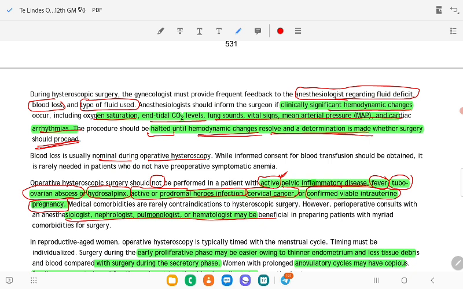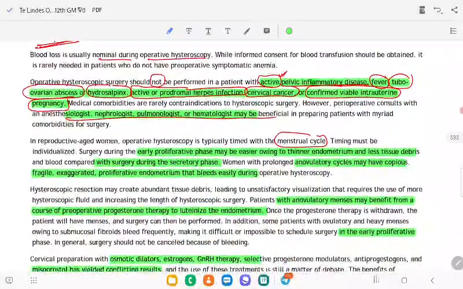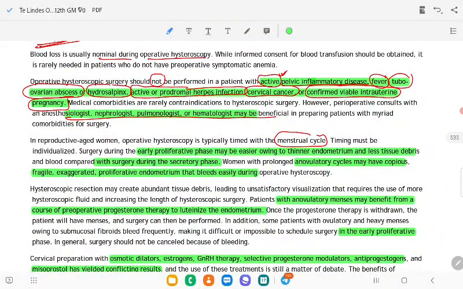In reproductive age women, there is a typical time when you should do this procedure; the timing must be individualized. If you do the surgery in the early proliferative phase, it is much easier, because there will be a thinner endometrium and less tissue debris, since the menstrual blood has already come out beforehand.